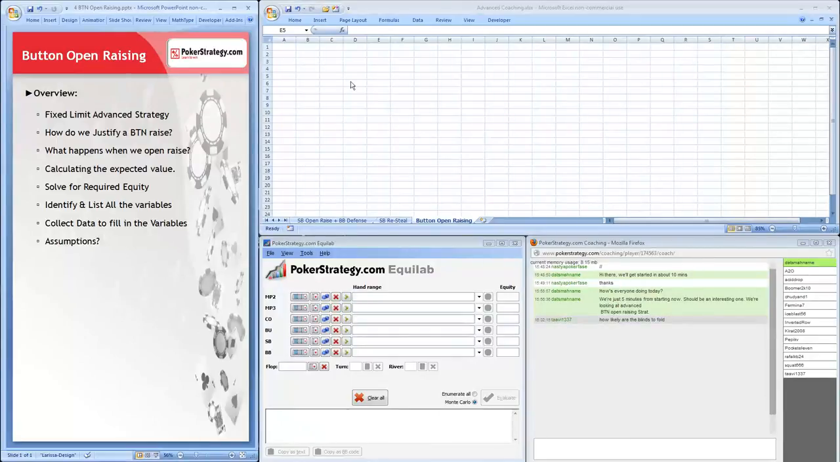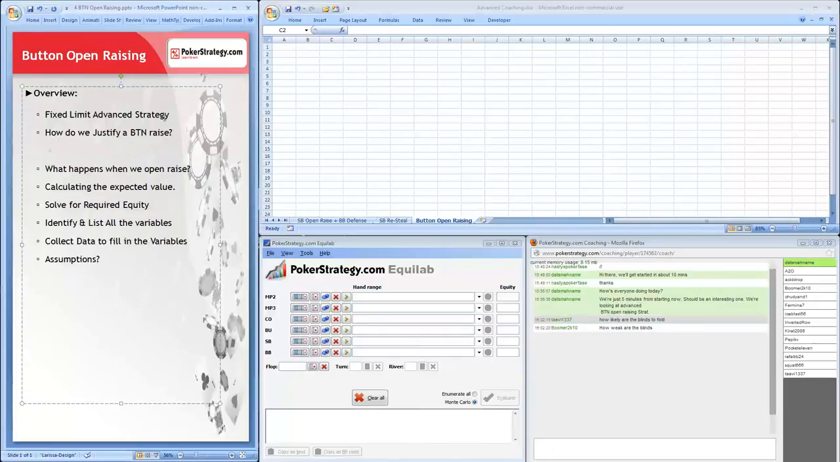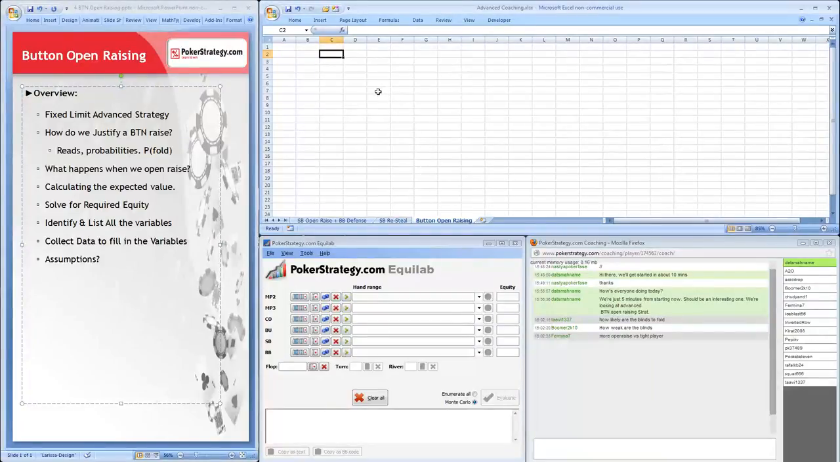Yep. How likely are the blinds to fold? So we need to look at some probabilities, right? So that'll be something like reads, right? And we can represent that by P fold. Pretty important stuff there. If our opponents are more likely to fold, then we're more likely to win the blinds, right?